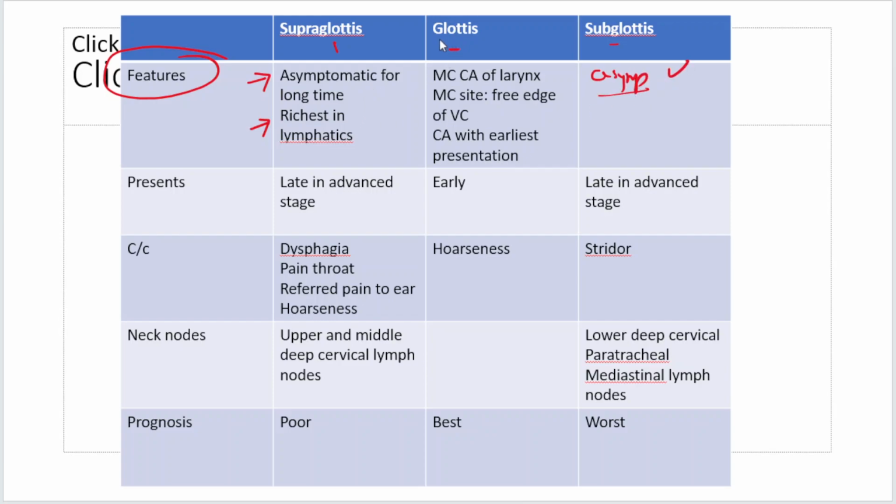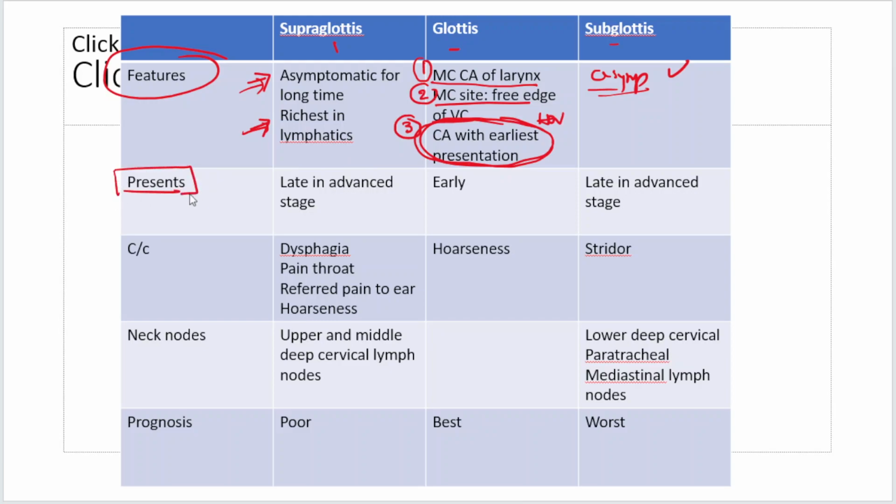Glottic carcinoma is the most common carcinoma of the larynx. The most common site is the free edge of the vocal cord. This is also the carcinoma larynx with the earliest presentation, because with a little change in the vibratory capacity of the vocal cord, the patient is going to have hoarseness of voice. So supraglottis is asymptomatic for a long time and richest in lymphatics. Carcinoma glottis is the most common, at the free edge of the vocal cord, and presents earliest. Subglottis is asymptomatic for long.